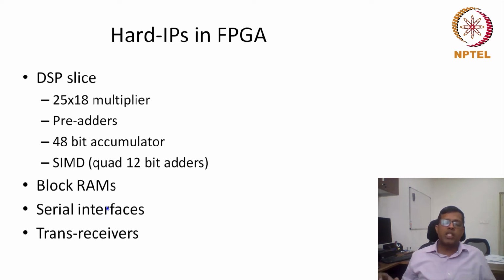For example, if we see a particular FPGA, we would like to have an FPGA which would be used for signal processing applications. What are signal processing applications? Like those used for speech recognition, for image processing, for audio video communications. So these are called signal processing applications.